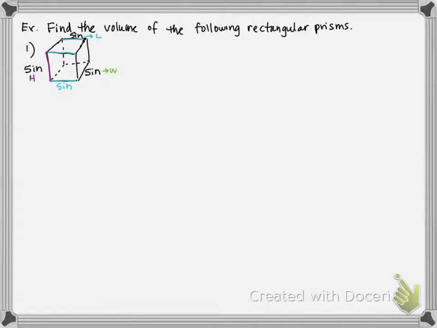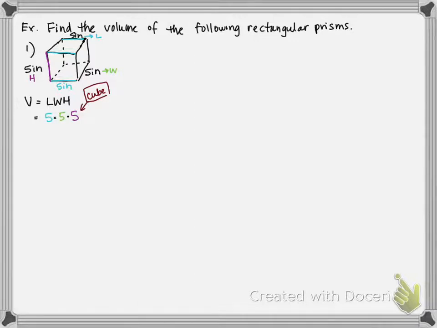So I start with the basics. V equals length times width times height. And that equals, we've got 5 times 5 times 5. Now, what you should notice is all these dimensions are the same. So what this tells me is that you have a cube. So a cube is a rectangular prism where all the dimensions, all the measurements are the same.